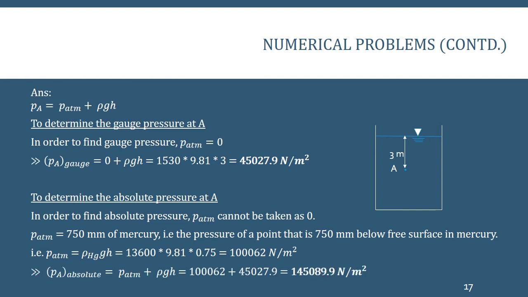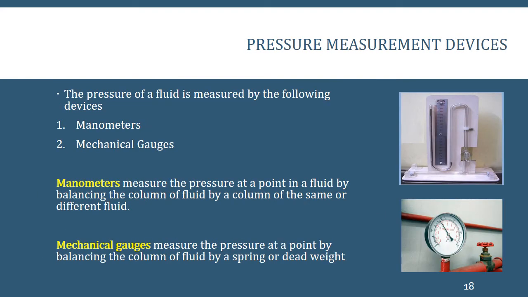And so P absolute is going to be P atmosphere plus rho gh, where P atmosphere is not taken to be equal to 0. And so you will get 1,45,089.9 Newton per meter square.